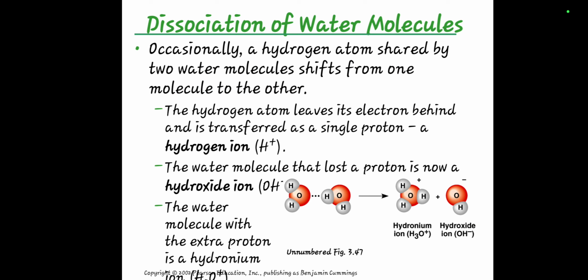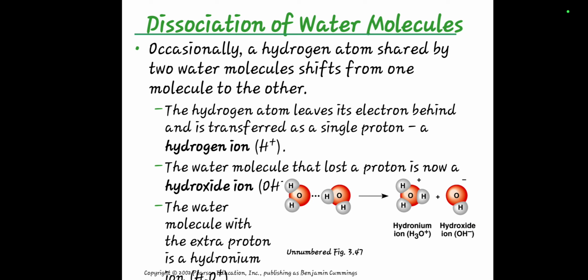So let's proceed now to the dissociation of a water molecule. Occasionally, a hydrogen atom shared by two water molecules shifts from one molecule to the other. So this explains the different parts here. The hydrogen atom leaves its electron behind and is transferred as a single proton. That's why it's called a hydrogen ion, with a positive charge. The water molecule that lost a proton is now a hydroxide ion, written as OH negative, because if you lose a proton, your charge will now be negative. Okay, always remember that one.